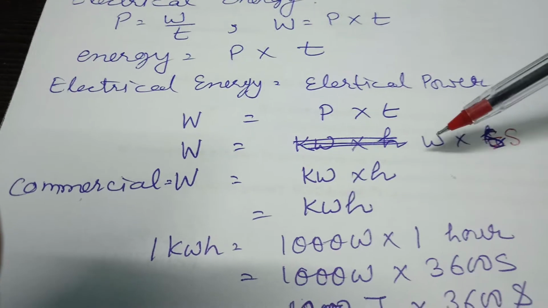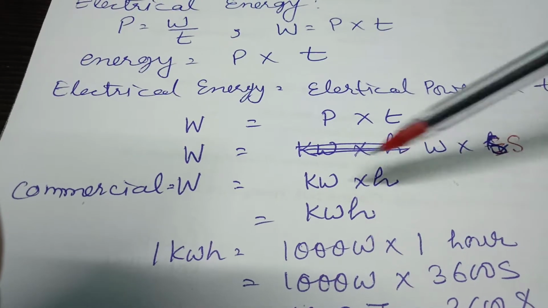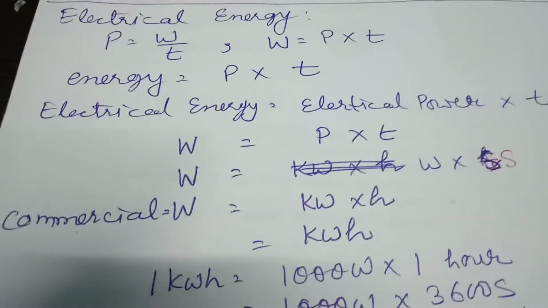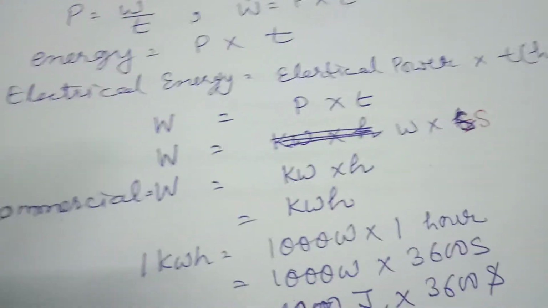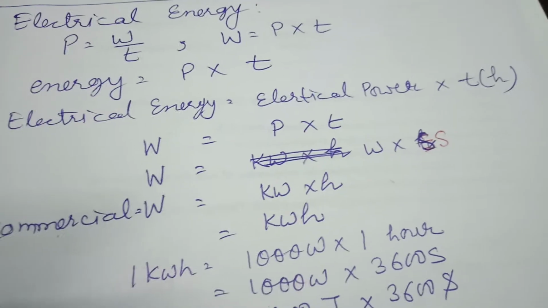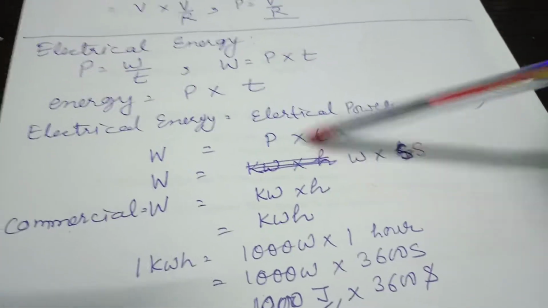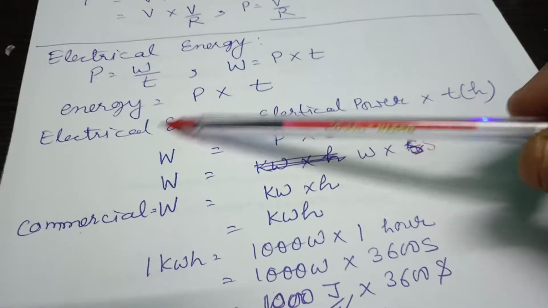kWh, kilowatt hour, where the power is given in kilowatts and the time is given in hours. When the power is given in kilowatts and the time in hours, this formula gives the kilowatt hour, the commercial unit of energy. So why do we require a commercial unit of electrical energy?